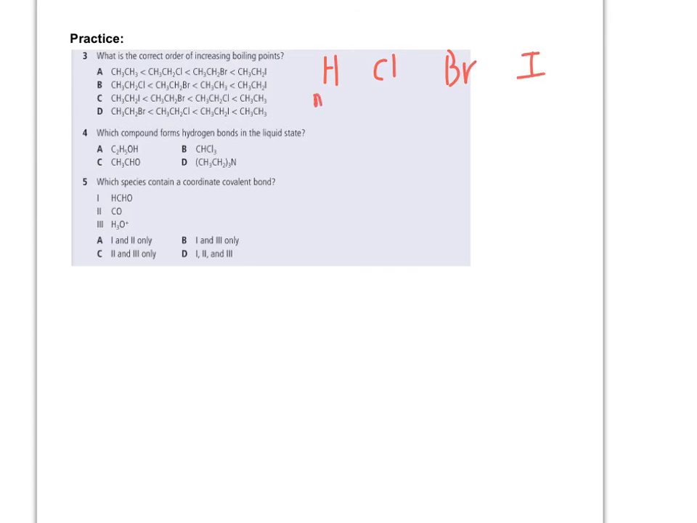Well, this is going to be nonpolar because it's balanced around with two CH3 groups. Chlorine, bromine, and iodine, if I look at it, this is going to be the least polar, this is going to be the most electronegative, and this is going to be in the middle. So as far as increasing boiling points, the Cl is going to be the highest, the H is going to be the lowest.